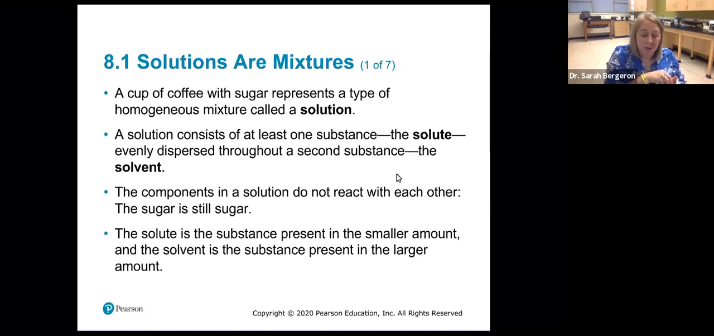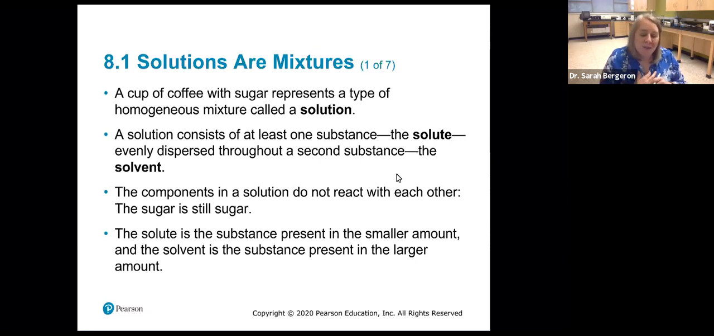Homogeneous meaning the same. So if you took a little taste of your coffee at the top, now this is after you've stirred it, of course, it's going to taste nice and sweet. And then if you take a little taste of your coffee at the bottom, like if you got a straw out, right? That'd kind of be weird, but if you were able to taste the coffee at the bottom of your coffee cup, it would still taste just as sweet. And so that's because it is homogeneous. It's a constant composition throughout.